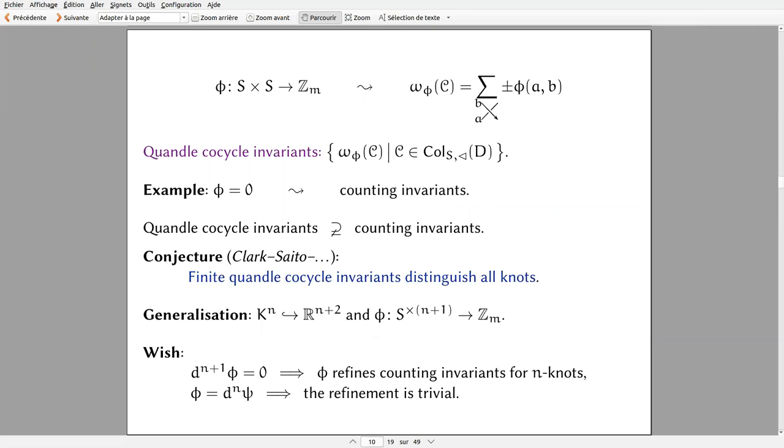And the natural way would be having a cohomology theory. We would like to have the following property. Whenever we have a cocycle for this cohomology theory, these types of Boltzmann weights should give us an invariant for n-dimensional knots. And whenever we have a coboundary, this invariant should not give us more information than just counting the colorings.